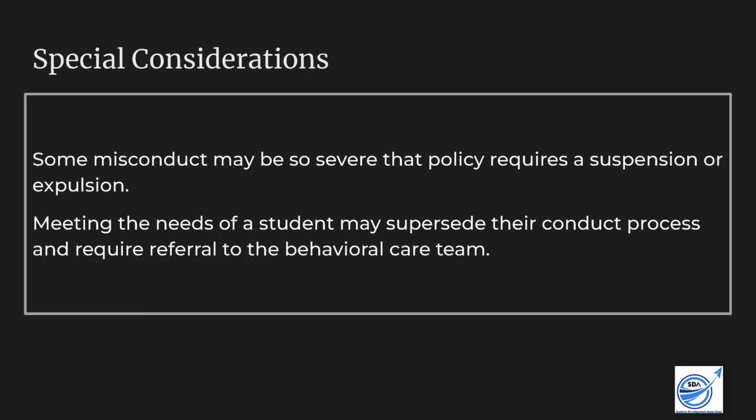There are two special considerations to keep in mind when you're dealing with sanction as well. Some misconduct may be so severe that policy requires a suspension or expulsion. If that's the case, then you should immediately score at severity level 3 in order to make sure that the score goes into that major sanction territory so that you are able to notice and ensure that appropriate sanctions are given to match your policy without requiring you to artificially inflate the other 7 scores.